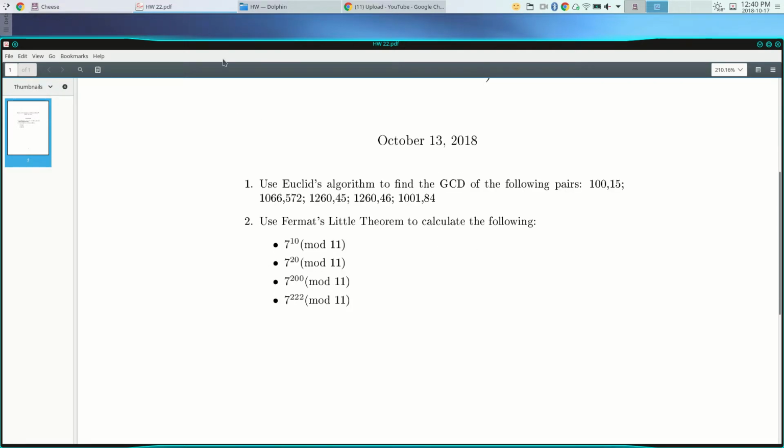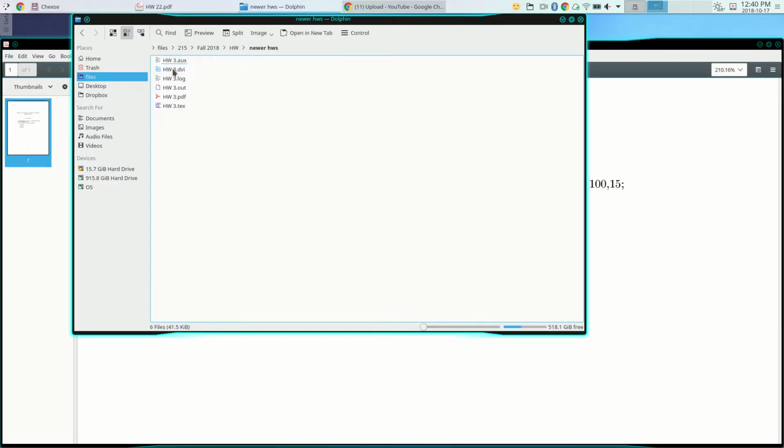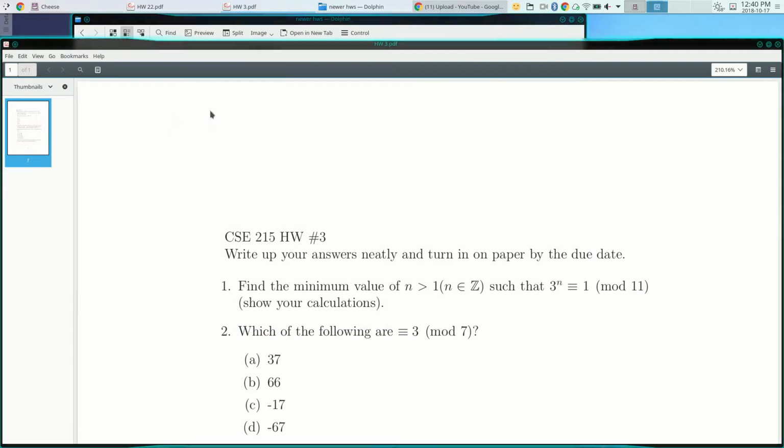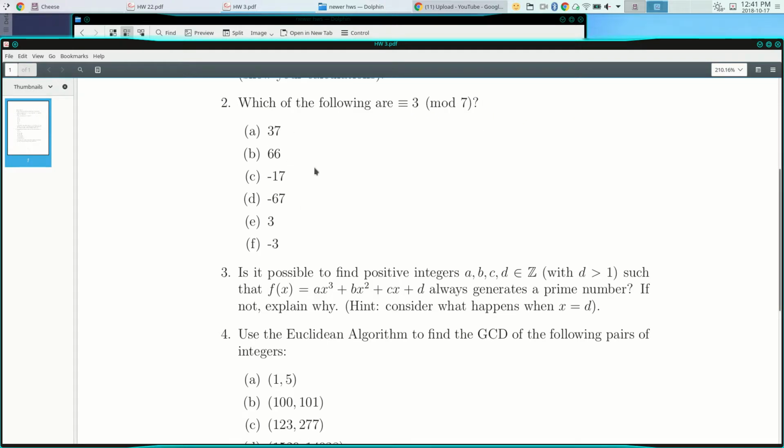No, that's the homework we're doing today. Different homework. So here's the homework I posted. Okay, this is better. So this is just working with finding what things are congruent to modulo 11, right? Just show some calculations, seeing what these things are, which of these are congruent to 3 mod 7.